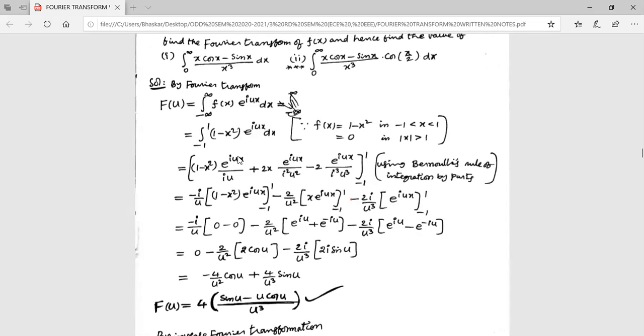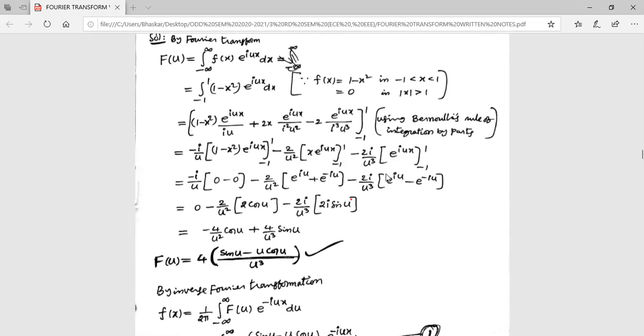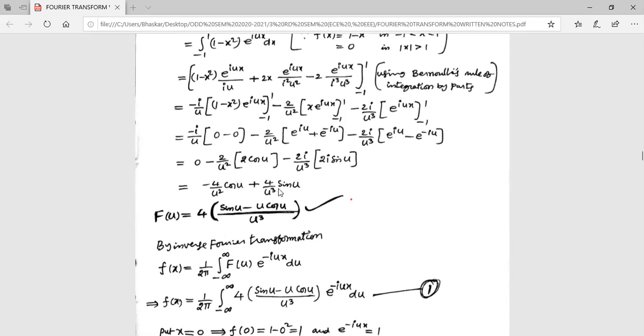1 minus x square is u, v1, u dash v2 plus u double dash v3. Now applying Bernoulli's, can you see that e power iu plus e power minus iu becomes 2 cos u? Understood my point? It becomes 2 cos u. Now this becomes 2i sine, which we saw in the last problem. And at the same time, this becomes 4 by u square, 4 by u cube. These are the functions we got.